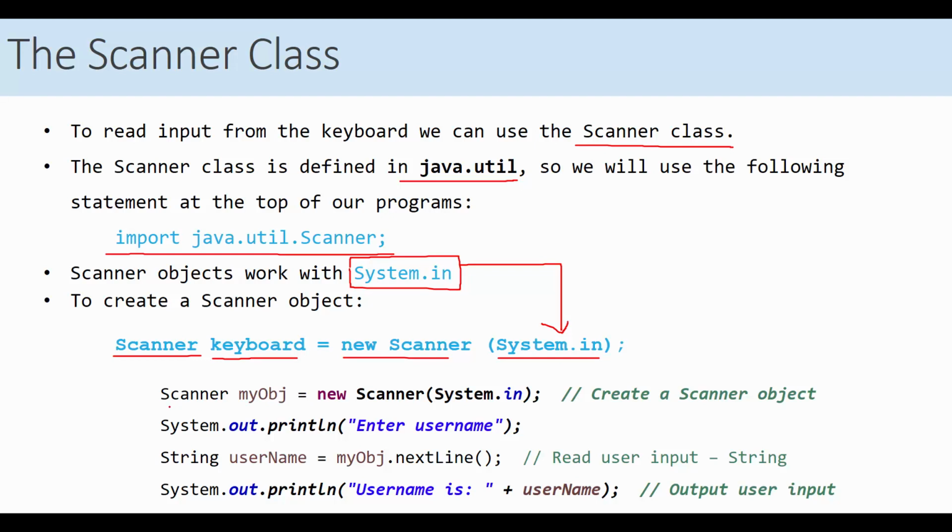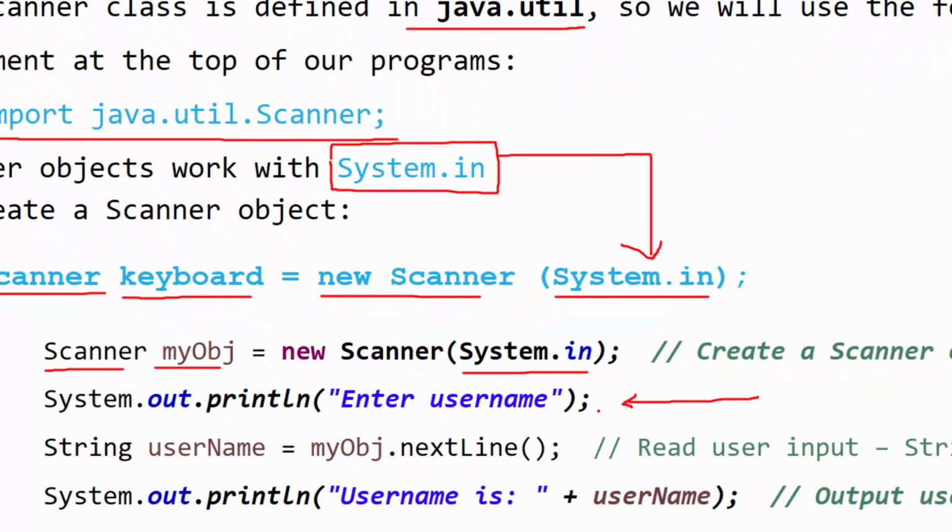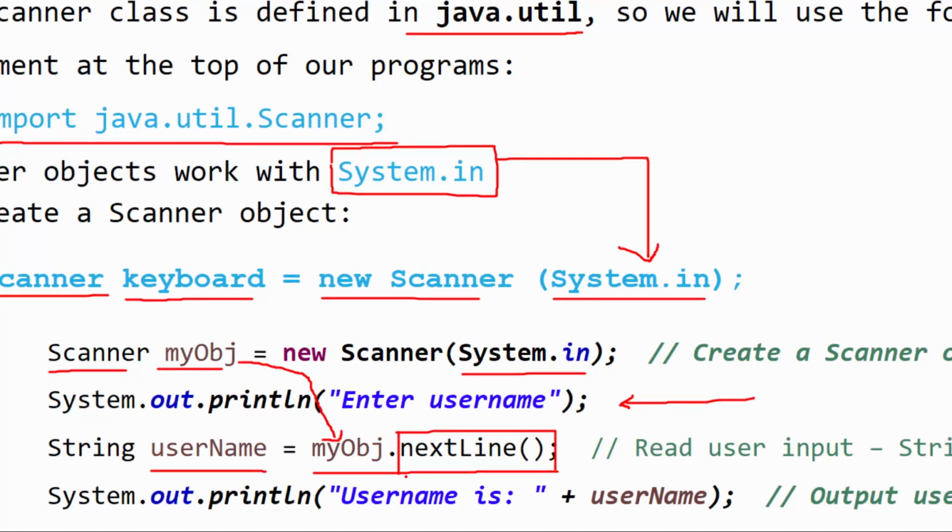Here's another example. Scanner, my object, new Scanner(System.in). Typical prompt message to the user: Enter username. Now, it depends on what type of data you are going to read. In this example, I'm reading a string. So I'll use the Scanner object's nextLine method, which reads an entire line from the user.